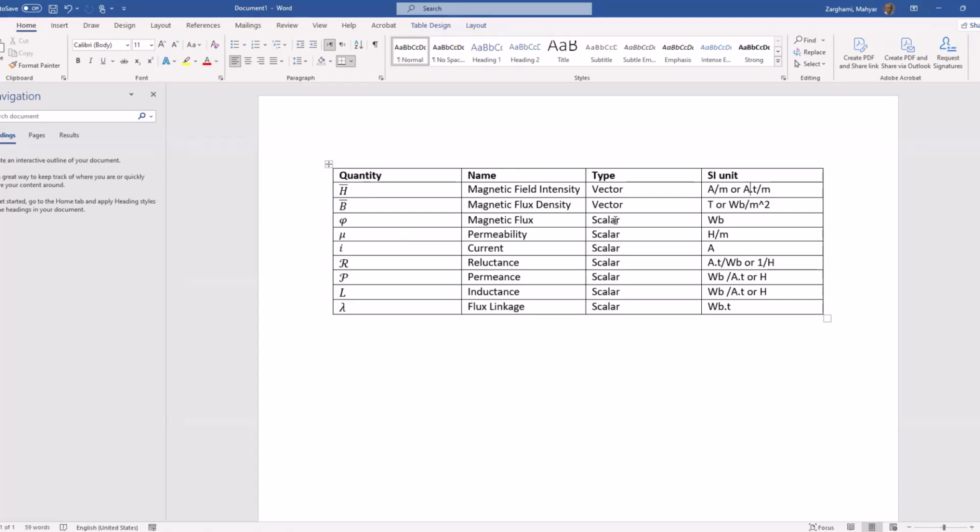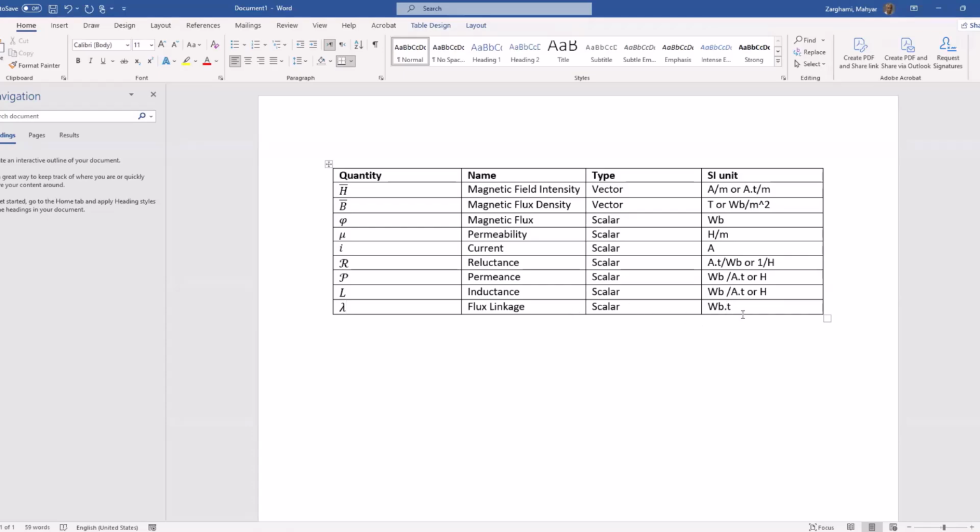Phi is magnetic flux, a scalar in Weber. Mu is permeability of the magnetic material, a scalar in Henry per meter. I is current, a scalar in amps. Reluctance is a scalar in ampere turn over Weber, or 1 over Henry, or Henry to the minus 1. P, permeance, is a scalar in Weber over ampere turn, or Henry. Same thing for inductance, which is also a scalar in Weber over ampere turn, or Henry. And flux linkage is in Weber turn.